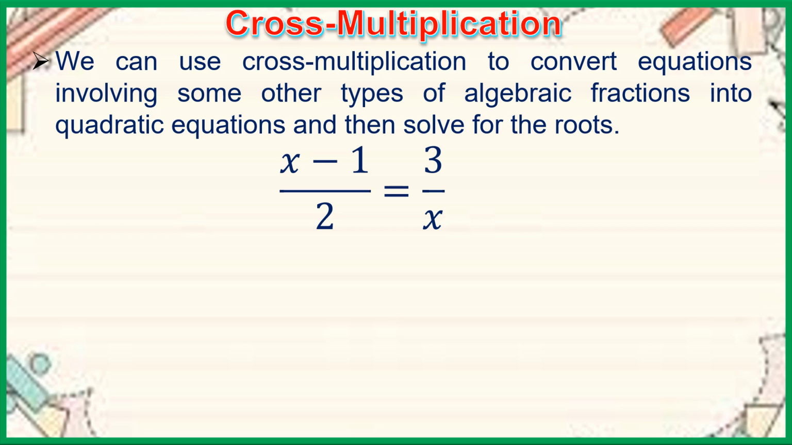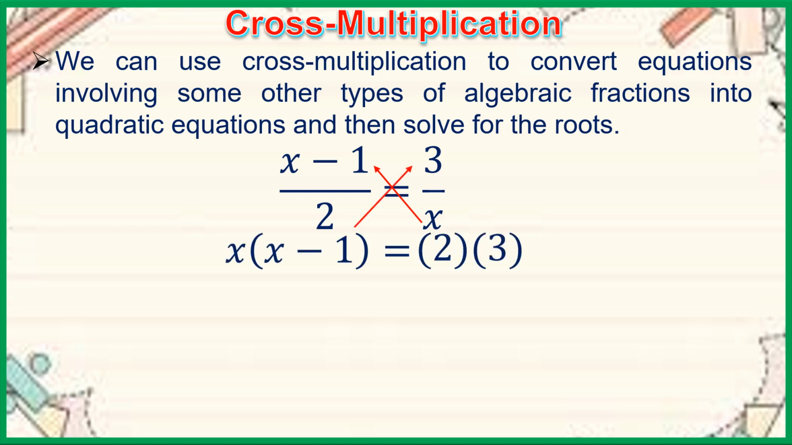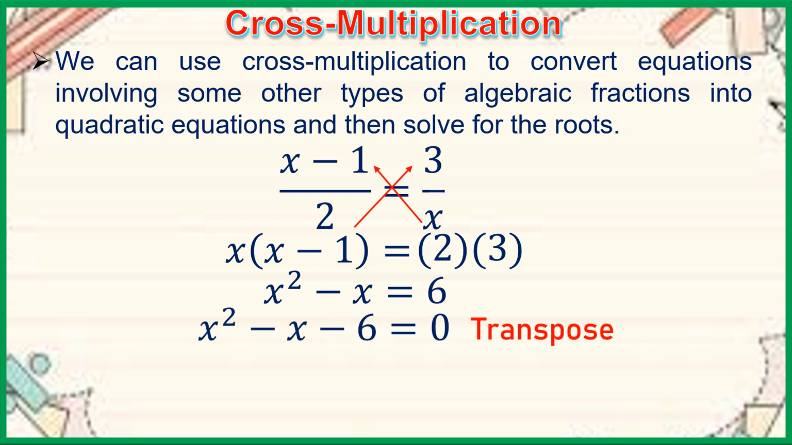Supposing we have (x minus 1) over 2 is equal to 3 over x. Here, we are going to multiply x times (x minus 1) and then 2 times 3. Then distribute x inside the parentheses, we get x squared minus x, and then 2 times 3 is equal to 6. Then transpose 6 to the other side, so we get x squared minus x minus 6 is equal to 0. Then we are going to factor it out.